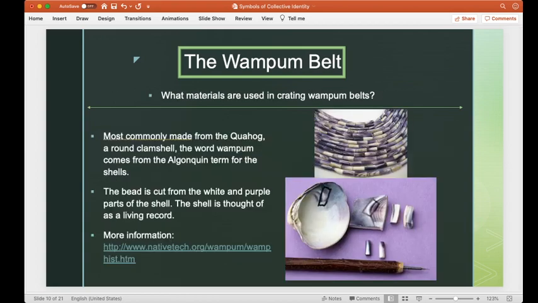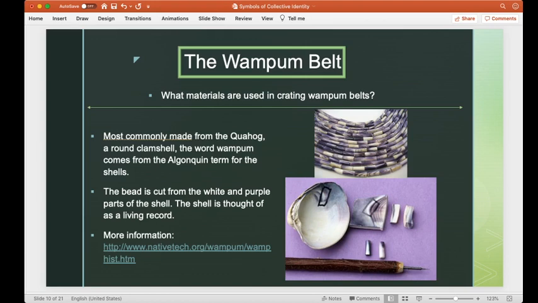Wampum belts were typically, right, they were made from a quahog shell. It's a kind of clam that you find in North America on the East Coast. It's a round clam shell. You can kind of see it on that second image. That's kind of complete. And so the word wampum comes from the Algonquin, which is close to the Iroquois Haudenosaunee people's term for the shell.